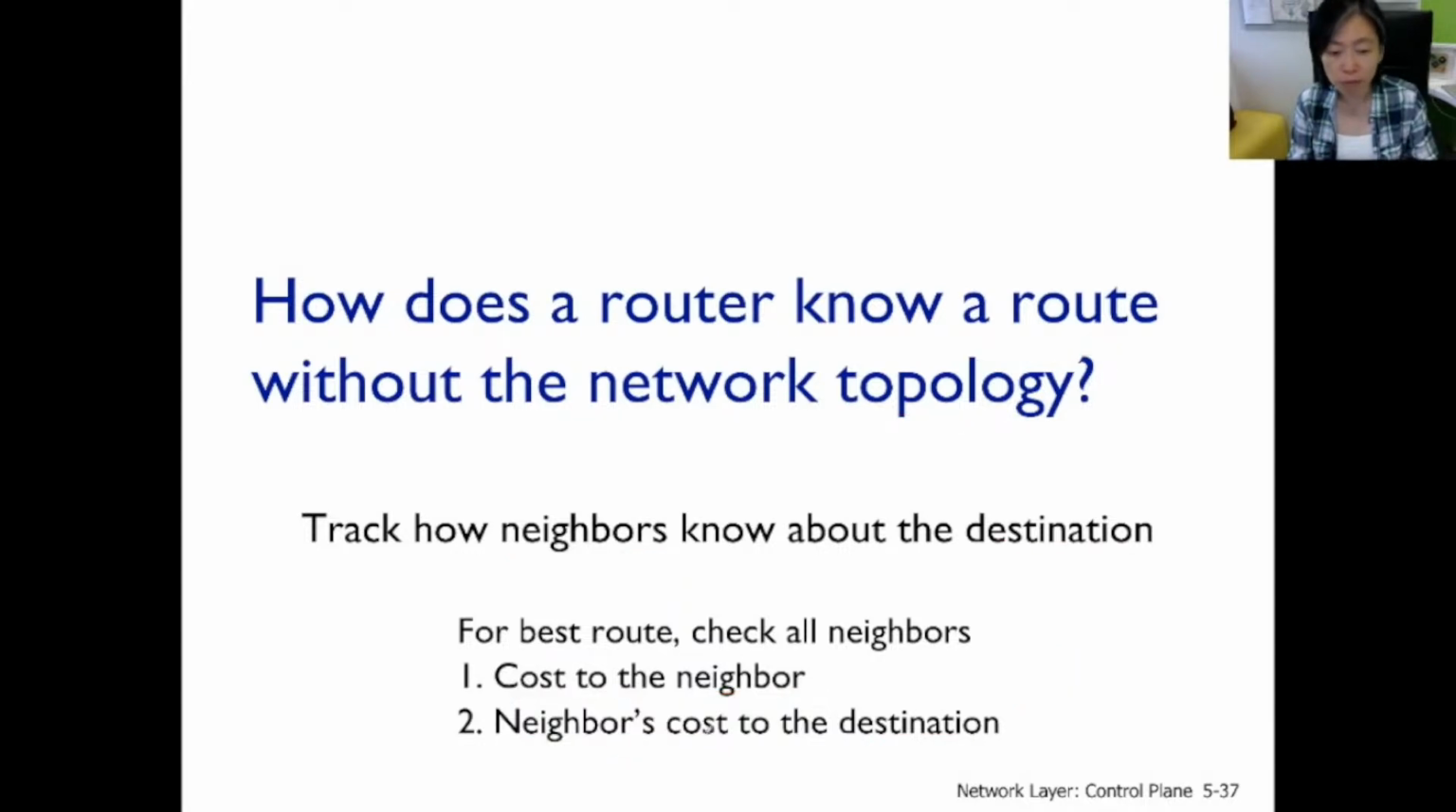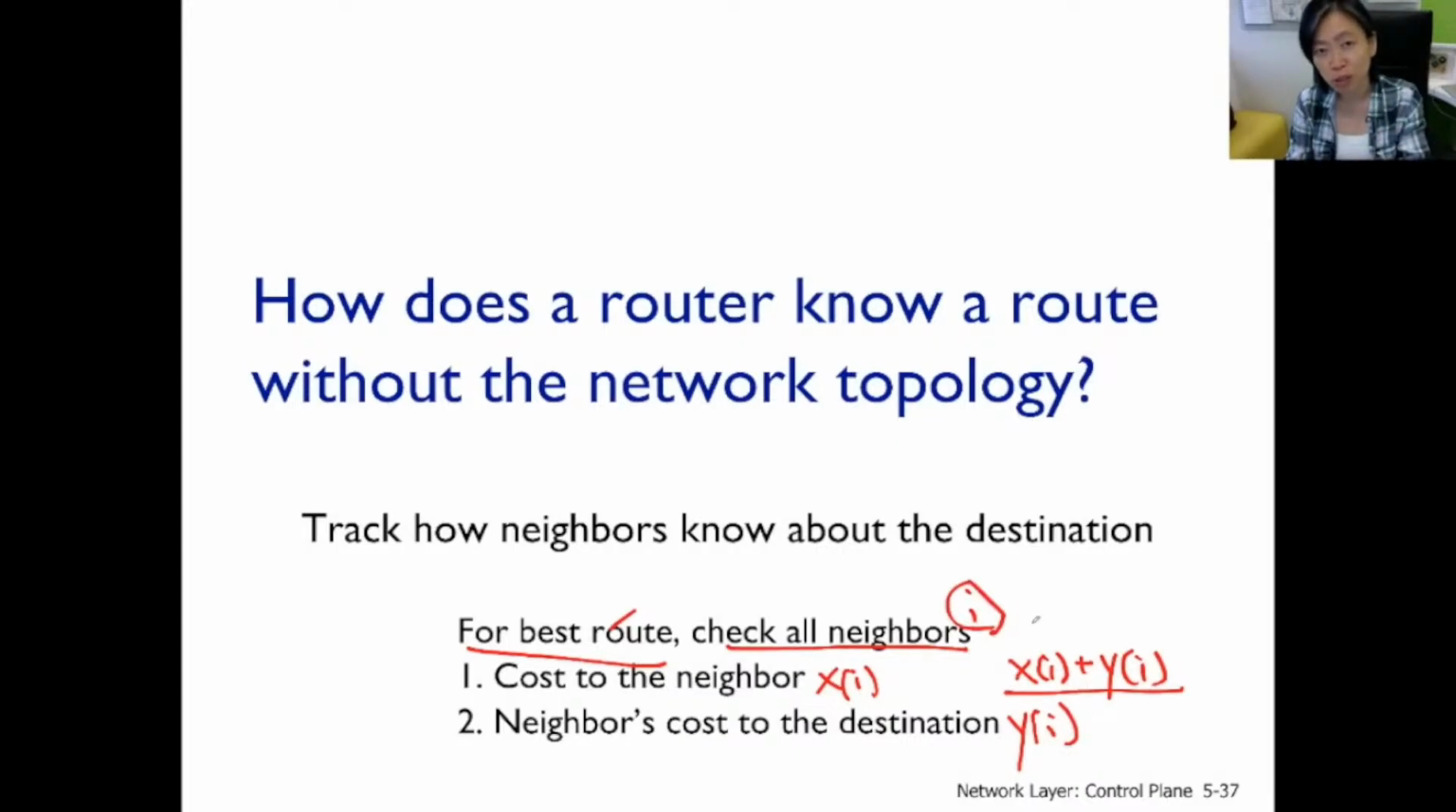But in order to discover the route that is the best to the destination, you will need to check through all neighbors. For each neighbor, you find the cost to each of these neighbors, and you find out from that particular neighbor the cost to the destination. And you sum up X and Y for that particular neighbor. So you pick i such that Xi plus Yi is the lowest. There, you discover the best route, the shortest path. And i there is the next hop that leads to the shortest path to the destination.